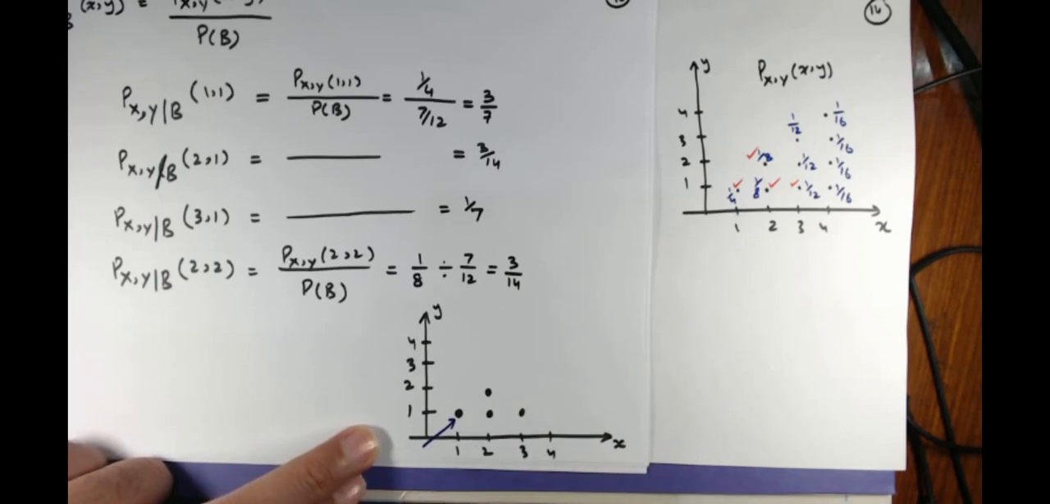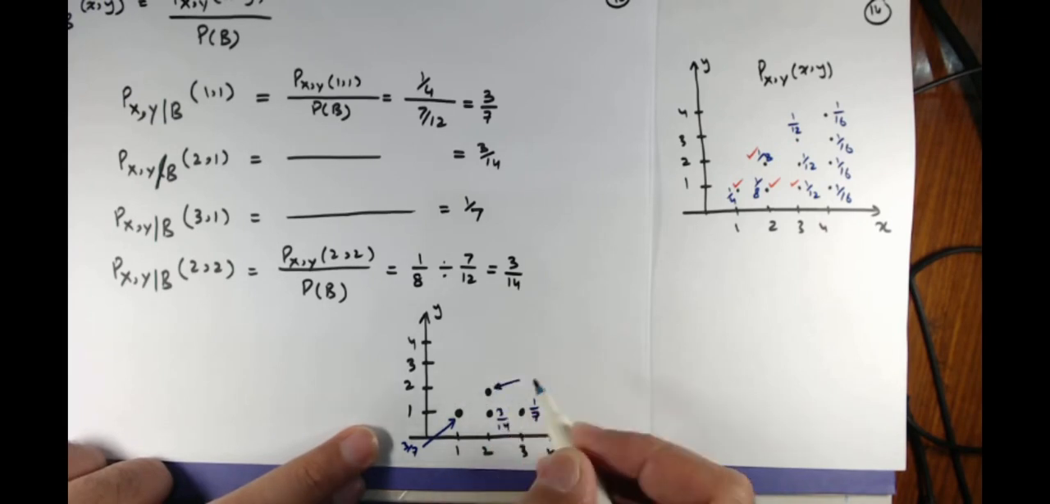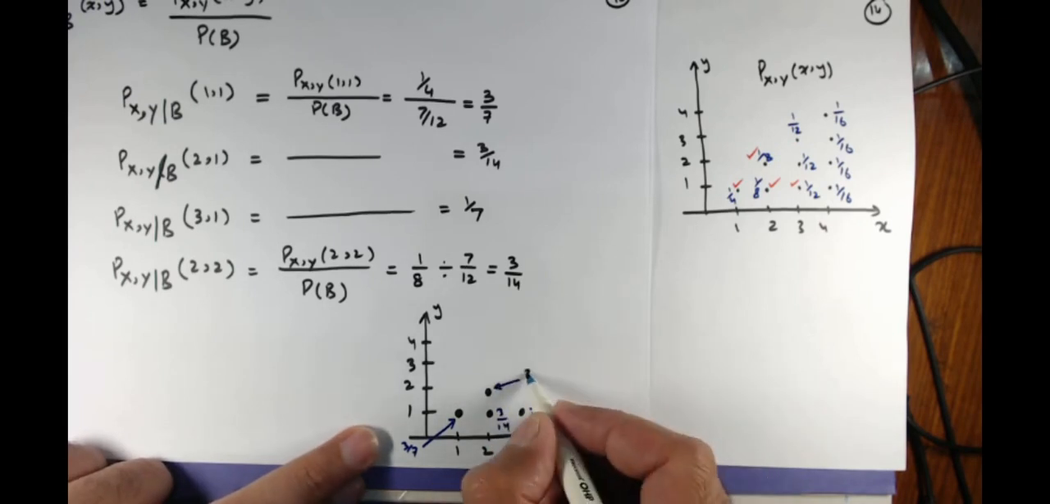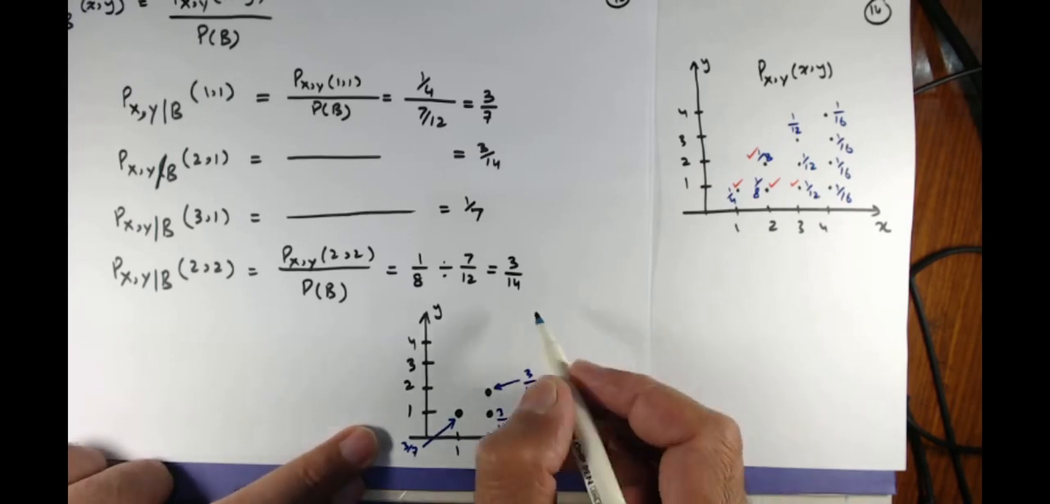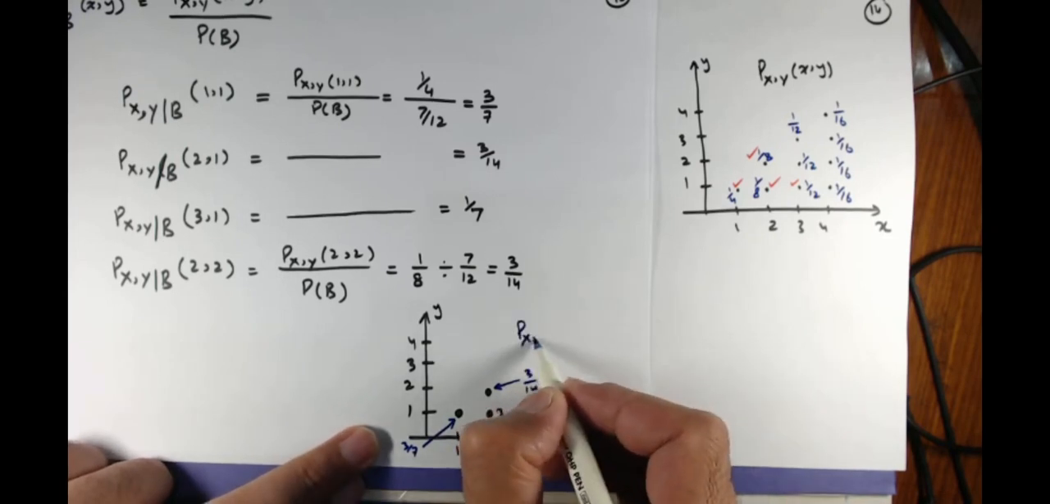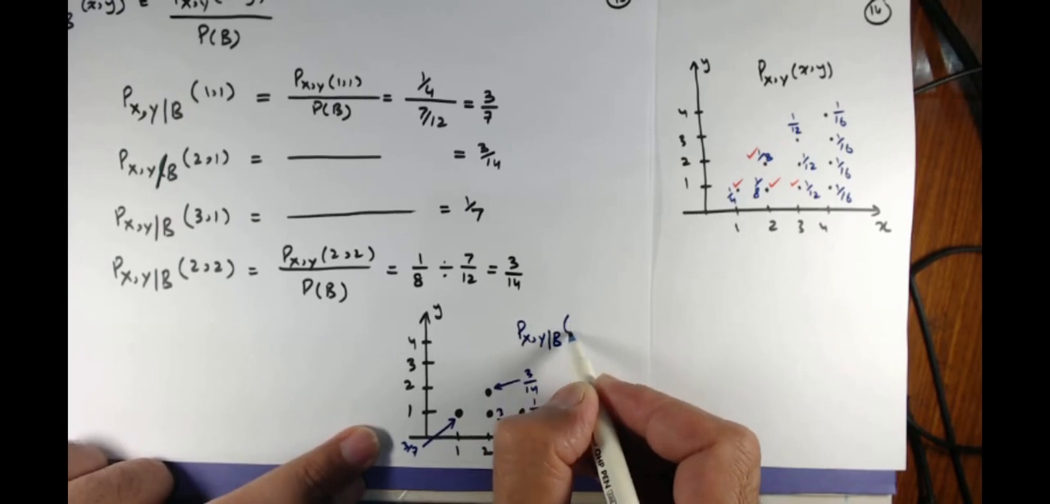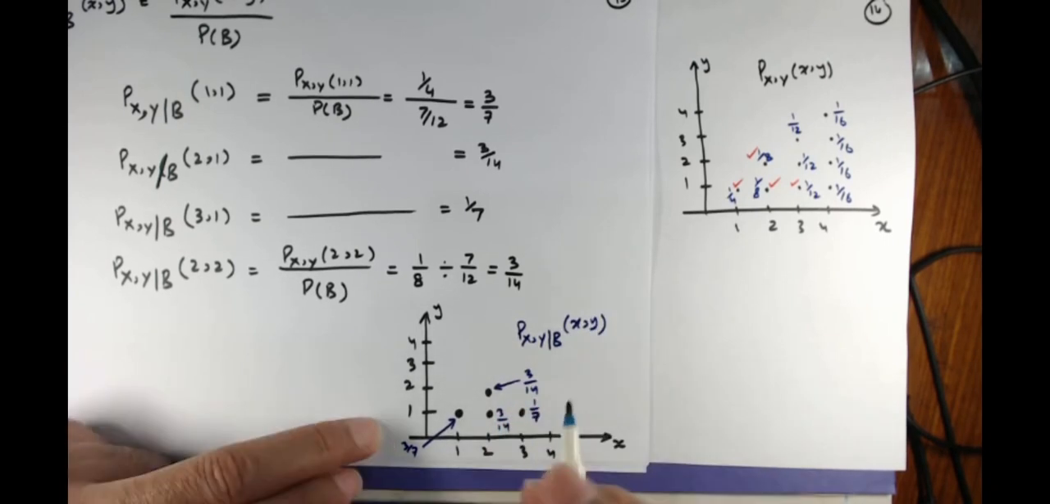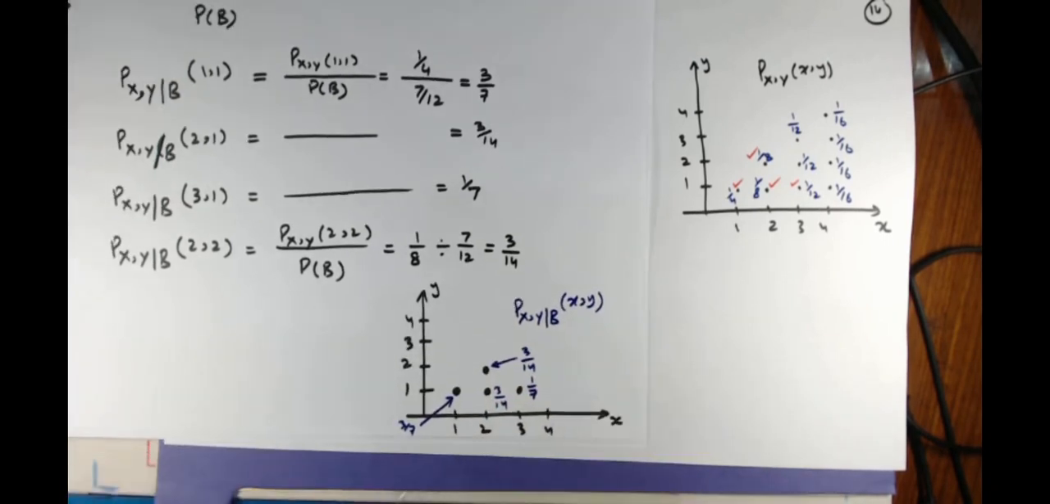X is equal to 1, y is equal to 1. The conditional probability is 3 by 7. This is 3 by 14. I hope it is visible. This is 1 by 7, and this probability is 3 by 14. And so now this is your P sub x comma y given B of x comma y. So this is your new conditional joint distribution.